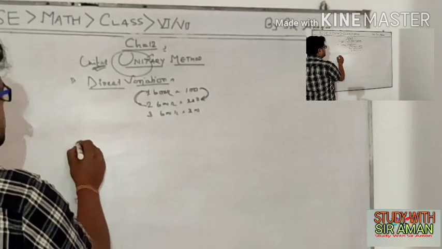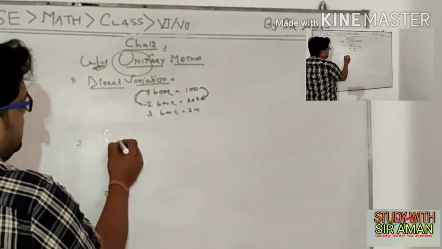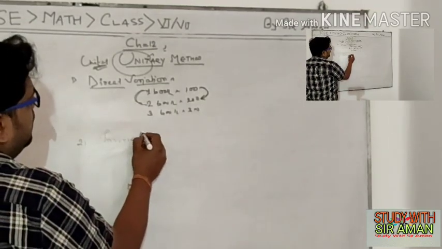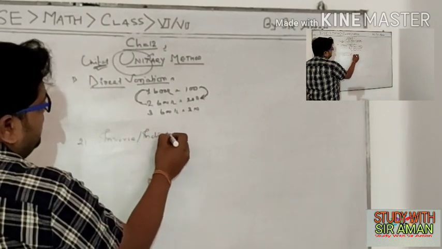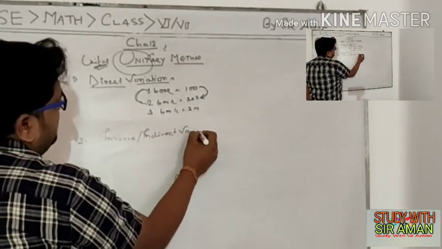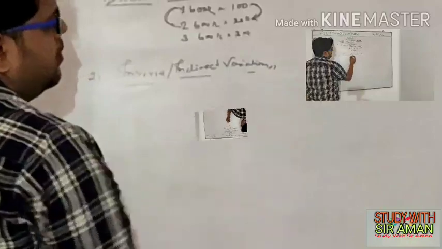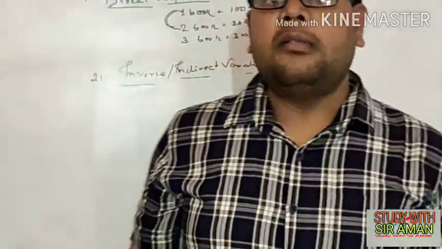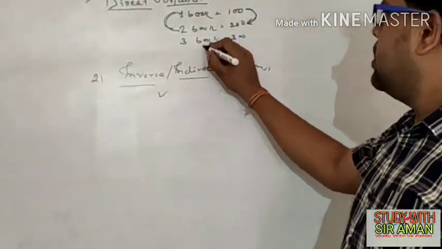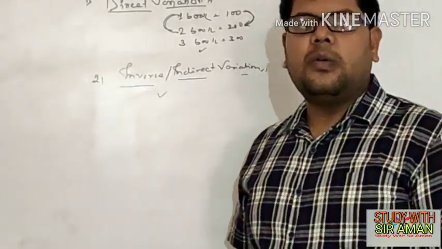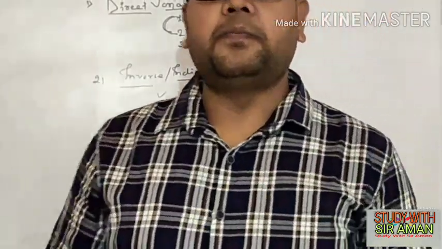Number two, inverse or indirect variation. Inverse or indirect variation. What is it? Just opposite. How? With example I am telling you.